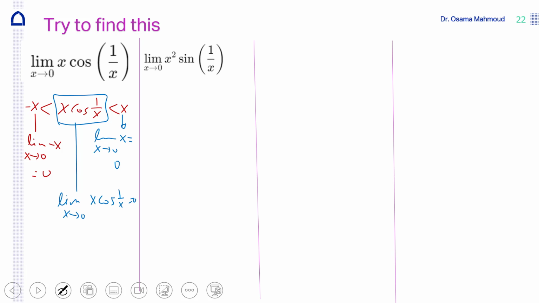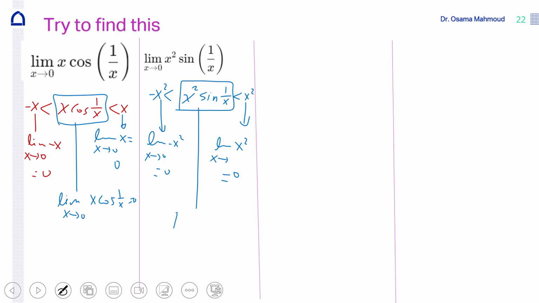For this one, x square sine 1 over x is between minus x square and positive x square. Take the limit for the left one, minus x square, which will be 0. And take the limit for the right one, so it will be 0. So the limit of this one will also be 0 by the sandwich theorem.